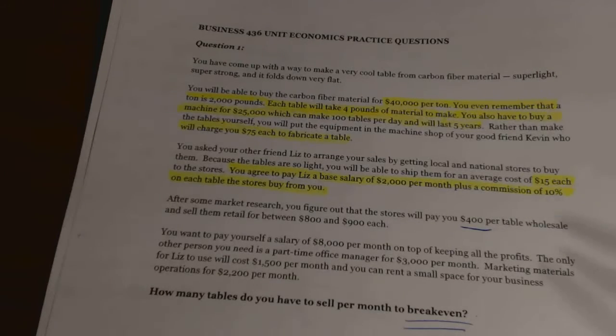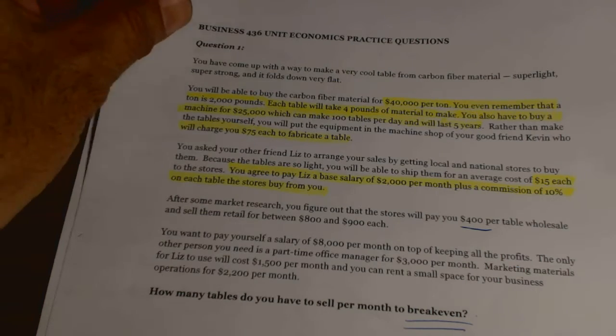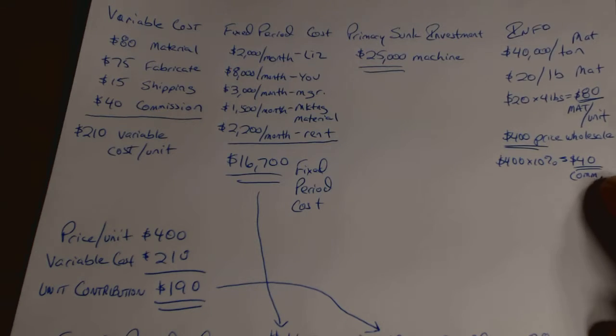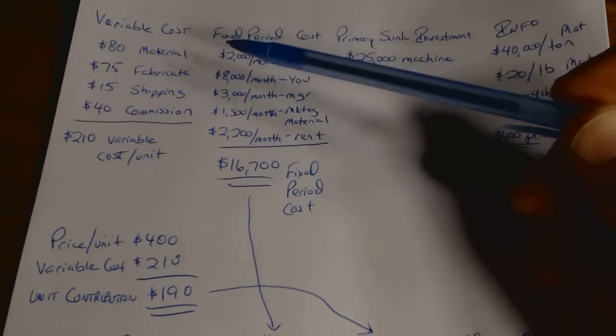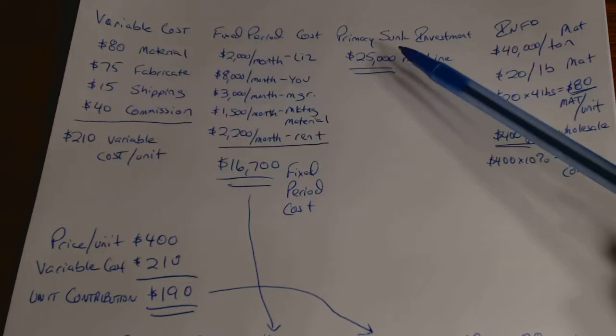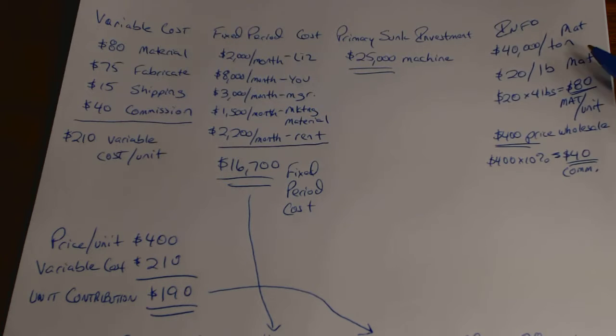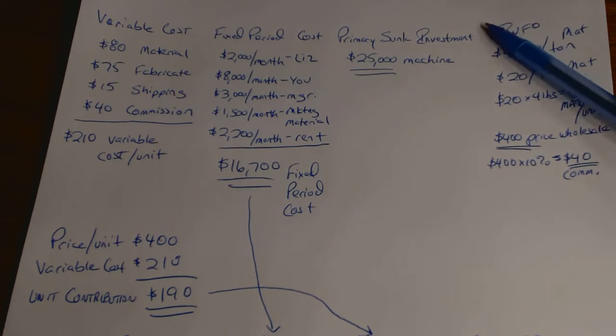So let's get back to the problem that we're doing. Just remember that format. What I like to do is group everything into 4 different columns: variable cost, fixed period cost, primary sunk investment, and the other info. This is the stuff that he had up in the little boxes at the top.